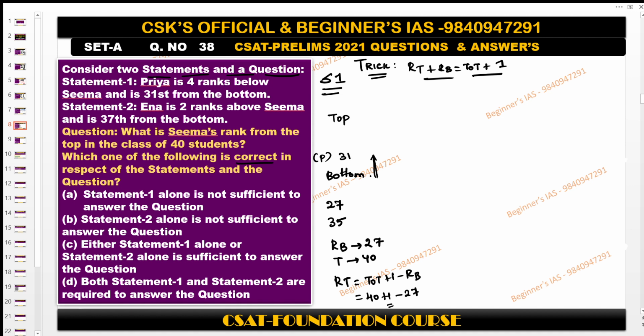13. 41 minus 14. 14. 14, sir. Okay, fine. So now Divyanshi is saying 35. In that case also you are getting rank from the top as 6. Okay. The question is dealing with whether you can find the rank or not. What is Seema's rank from the top?